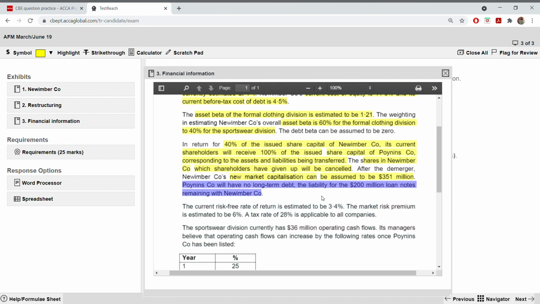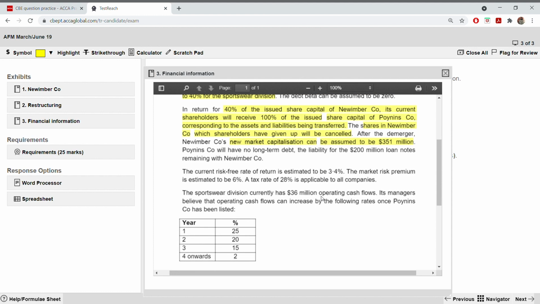Okay, I'm not highlighting it. Just keep otherwise everything will be highlighted. Current risk-free rate. Definitely this is your capital asset pricing model for you to find the cost of equity. That's why they will give you the risk-free rate, they will give you the market risk premium, and they will give you the tax rate also. Applicable to all companies, the tax is same.